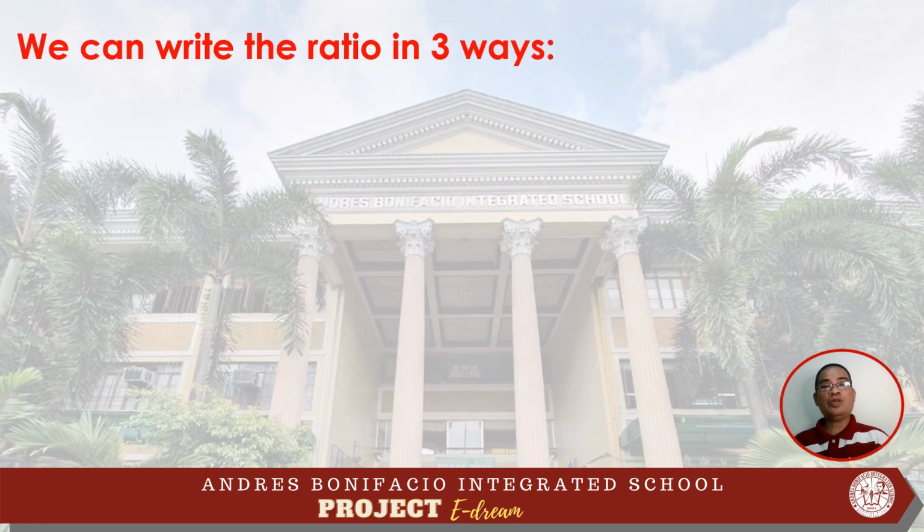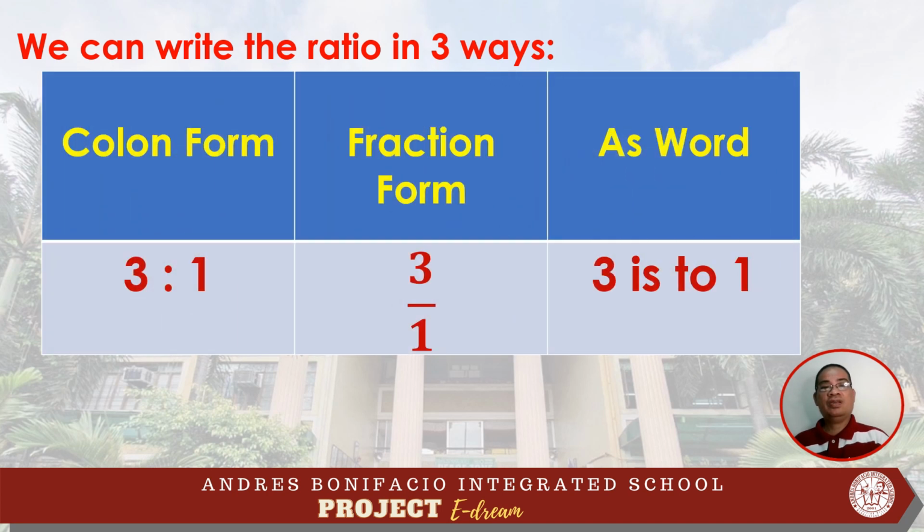We can write the ratio in 3 ways. Column form, 3:1. Fraction form, 3 over 1. As words, 3 to 1.